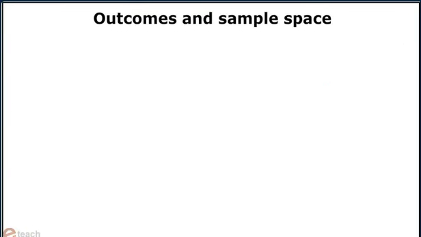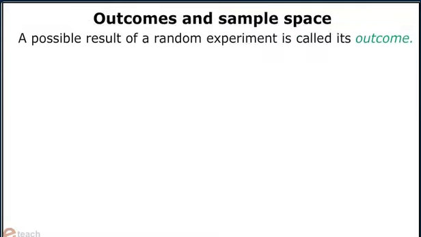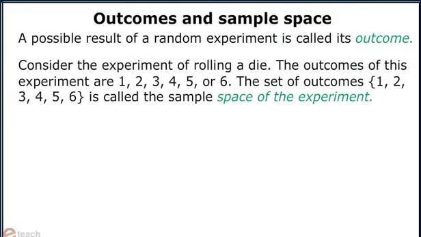Outcomes and sample space. A possible result of a random experiment is called its outcome. Now consider the experiment of rolling a die. The outcomes of this experiment are 1, 2, 3, 4, 5 or 6. The set of outcomes is called the sample space of the experiment.